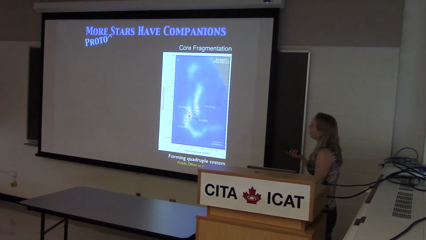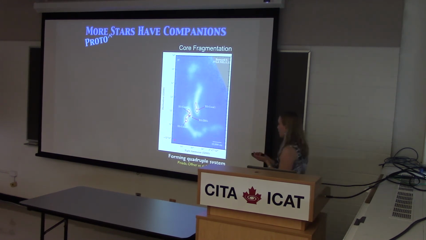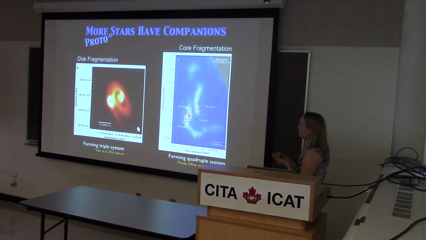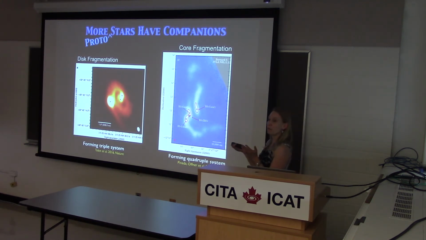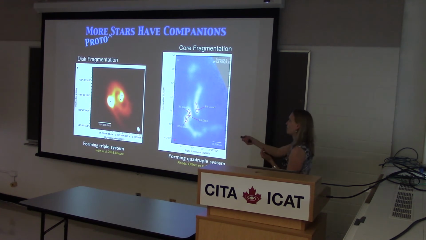All right. But what about disk fragmentation? A year later, Tobin published this beautiful image, which is the first instance of what looks like a triple system forming from an unstable fragmenting disk. So you actually have three objects here.